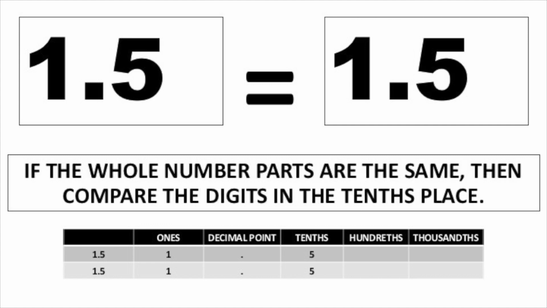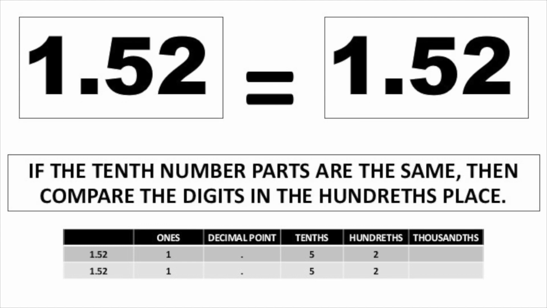If the whole number parts are the same, then compare the digits in the tenths place. And what digits can we see in the tenths place here? 5. So do we think greater than, less than, or equal to? Again, equal to. 1.5 is the same as 1.5. So we use equals again. So if they're equal, we move on to the next decimal place.